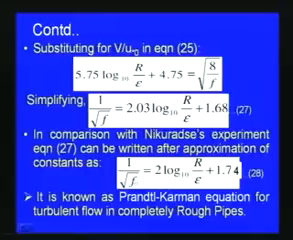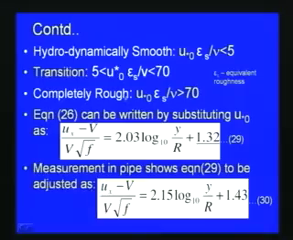So, this expression, equation number 28, is called the Prandtl-Karman equation for turbulent flow in a completely rough pipe. Now we have seen the various expressions for velocity variation for turbulent flow in smooth pipe and in rough pipe. But we have to define which pipe is hydrodynamically smooth or which pipe is hydrodynamically rough. For this we can use some expression here.